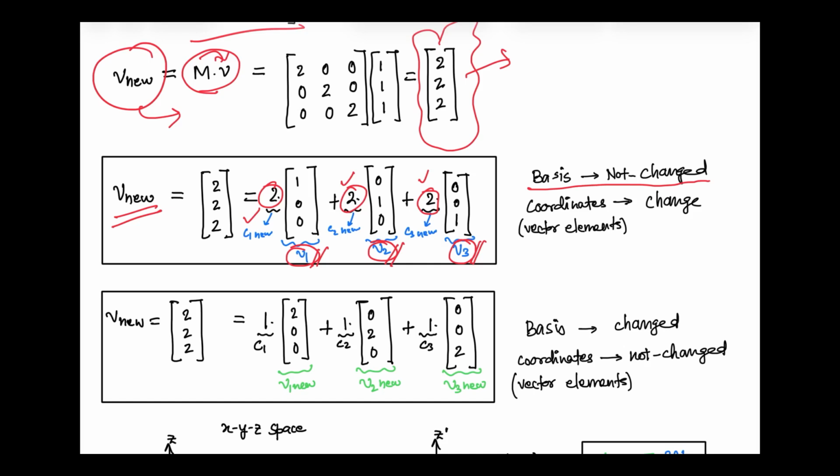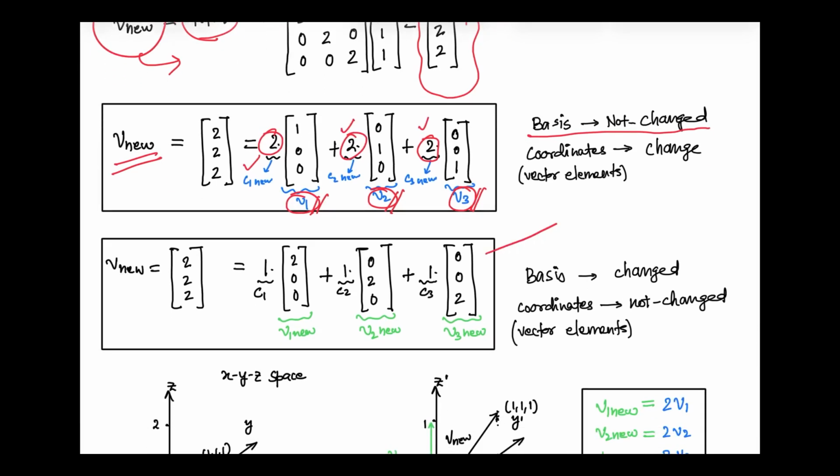the scaling up operation is happening. And the other way, the more correct way of looking into it, is where we say that the coordinates of the vector remain the same, that is c1, c2 and c3, all being 1.